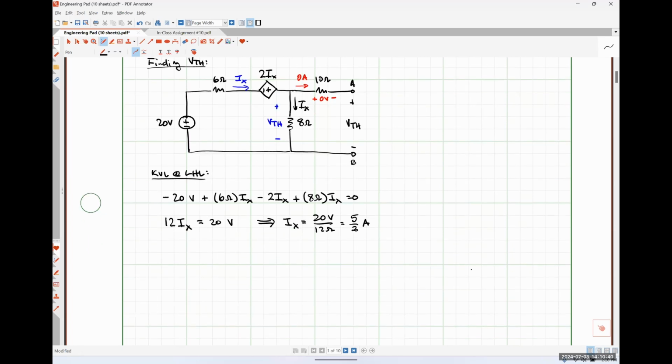And then using Ohm's law, VTH is just 8 ohms times Ix. So that's going to be 40/3 of a volt.